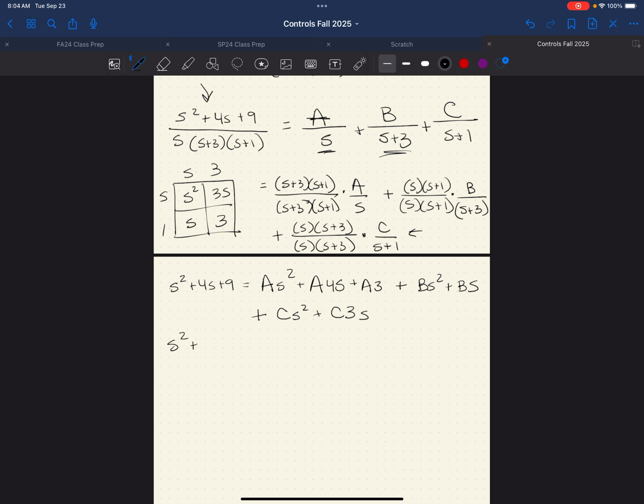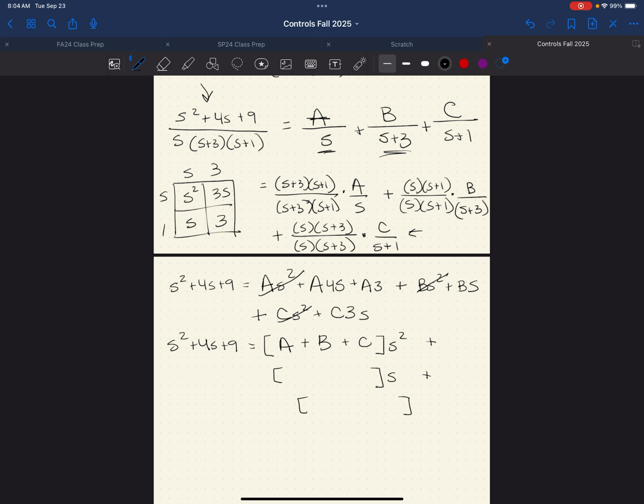So let's say 4s plus 9 is equal to a bunch of stuff times s squared plus a bunch of stuff times s plus some extra constant stuff. All right, so let's see if we can fill this in. We've got an a times s squared, that's that one. And we've got a b times s squared, that's that one. And we have a c times s squared, that's that one. All right, that's all my s squared terms.